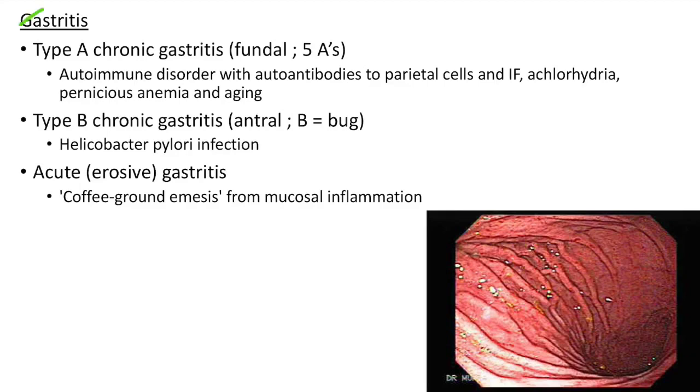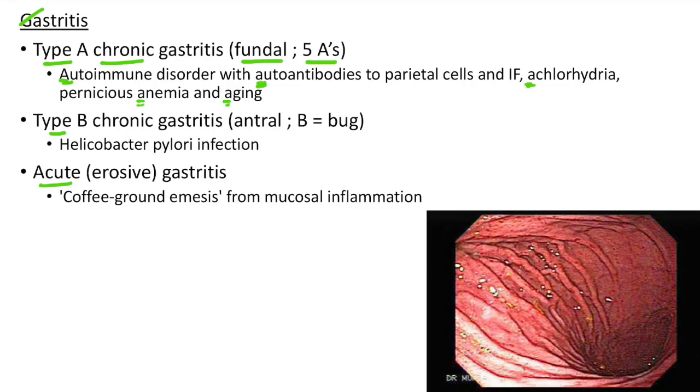Now let us see about gastritis. Gastritis can be divided into acute gastritis and chronic gastritis. Chronic gastritis is further subdivided into type A chronic gastritis and type B chronic gastritis. Type A chronic gastritis is also known as fundal chronic gastritis. A mnemonic to remember the features of type A chronic gastritis is 5A's. That is, it is an autoimmune disorder with autoantibodies to parietal cells and intrinsic factor. There will be achlorhydria, pernicious anemia, and it is associated with aging.